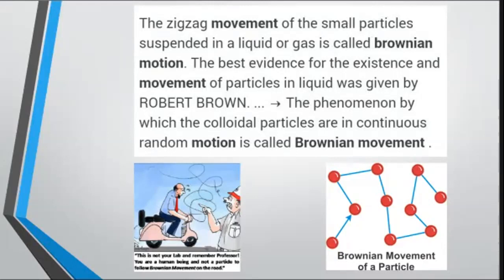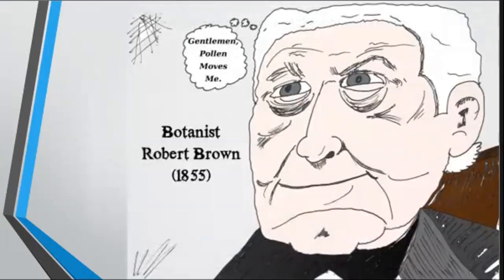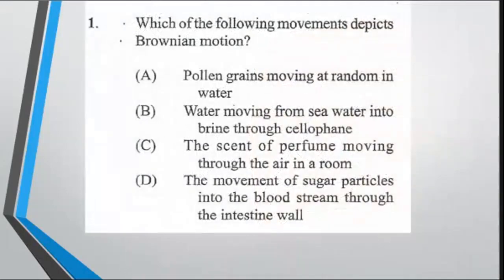So if we go back to the question that is being asked now, right? The question asks, which of the following is depicting Brownian motion? So we're looking for something that is moving randomly, right? When we look, pollen grains moving at random in water tells us that it's Brownian motion.